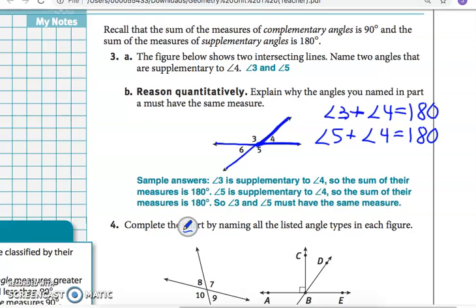So in this situation, you can see that angles 3 and 5 are both adding to angle 4 to equal 180. So if they both add to angle 4 to equal 180, then they have to be the exact same measure, right? Which is what the answer is explaining right there. All right, so let's move on.